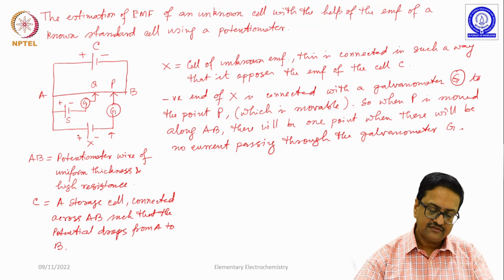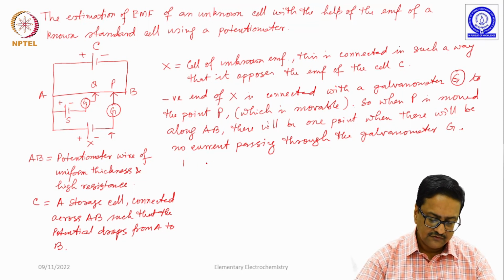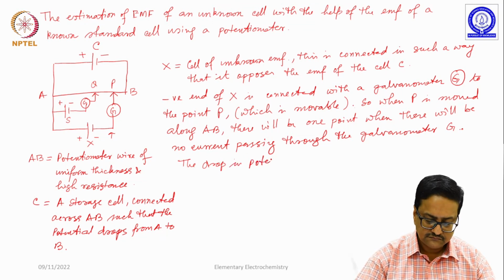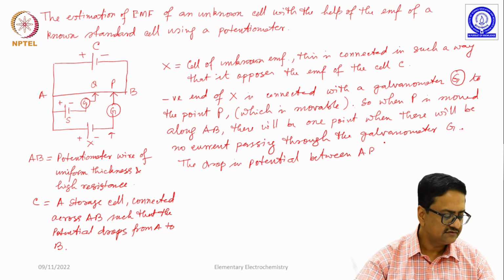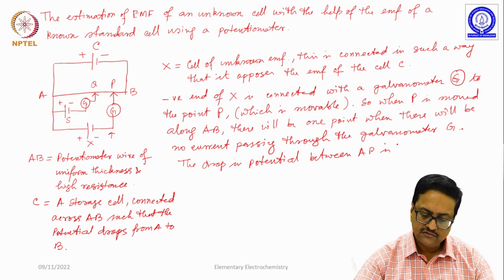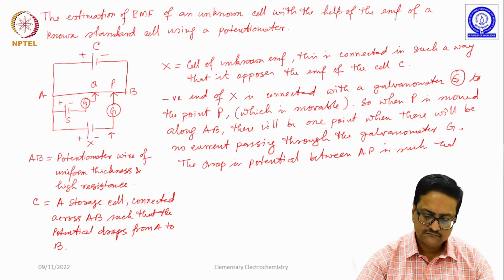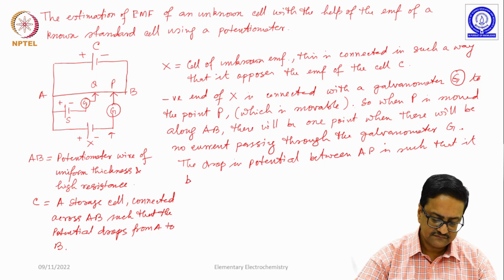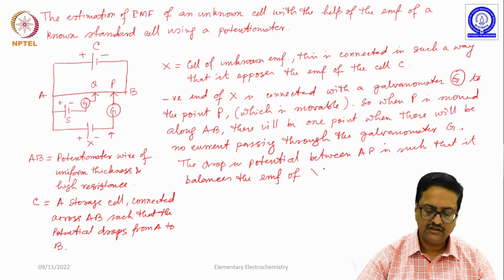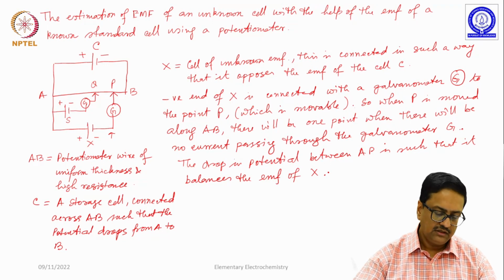So, that indicates the drop in potential between AP is such that it balances the EMF of the cell X.